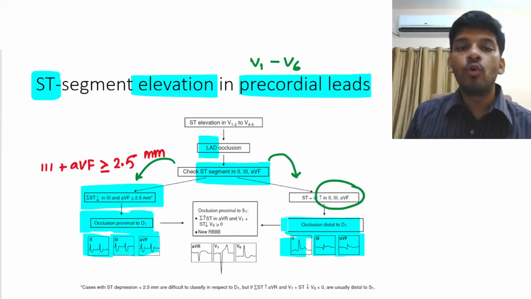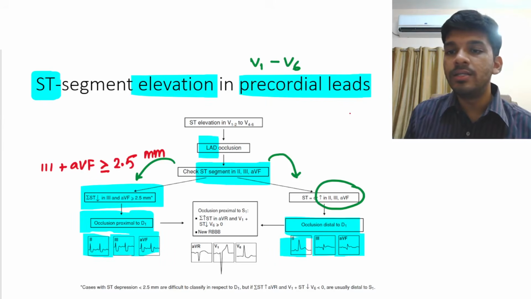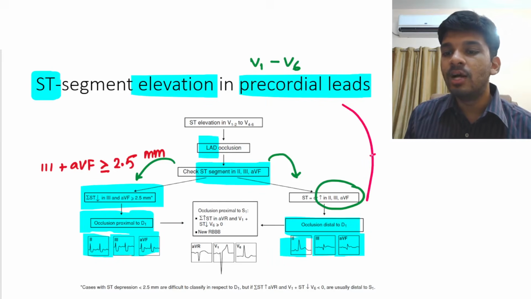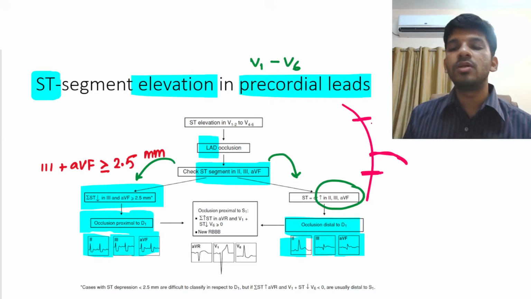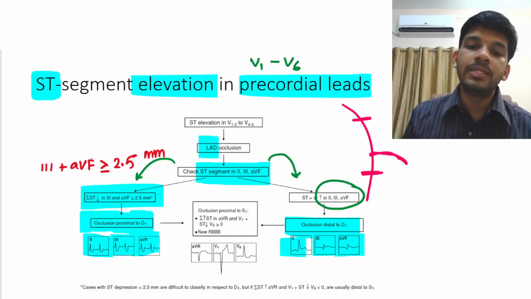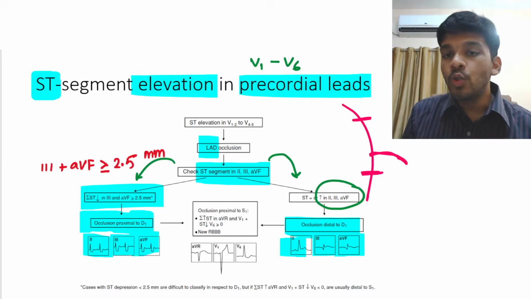And after you have localized with regards to D1, what you are doing here is you are first seeing whether the occlusion is proximal or distal to D1. If it is distal to D1, you will see ST elevations in 2, 3, AVF. If it is proximal to it, you will see ST depressions of more than 2.5 millimeters in lead 3 and AVF. Now you want to see whether it is proximal to S1 or distal to S1.